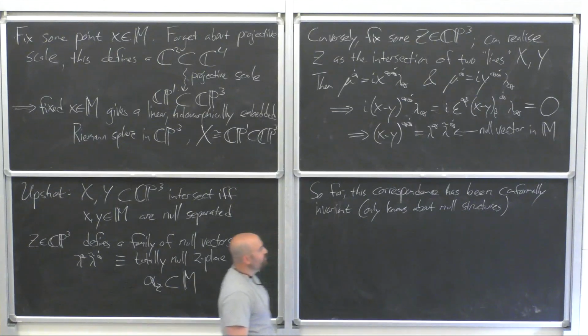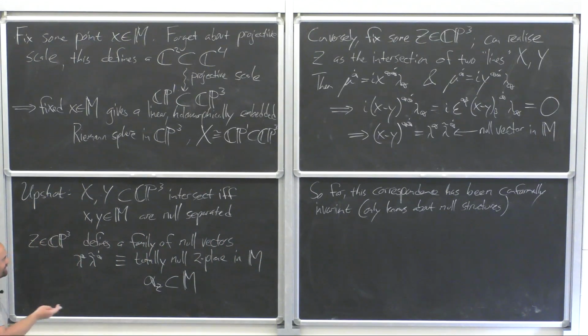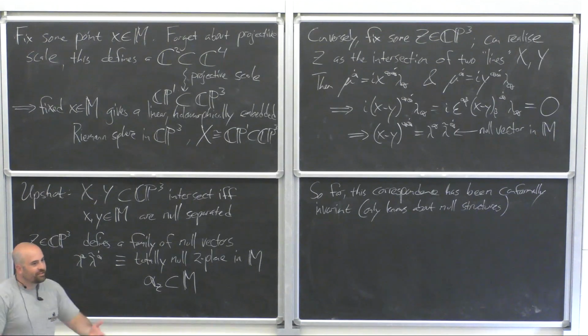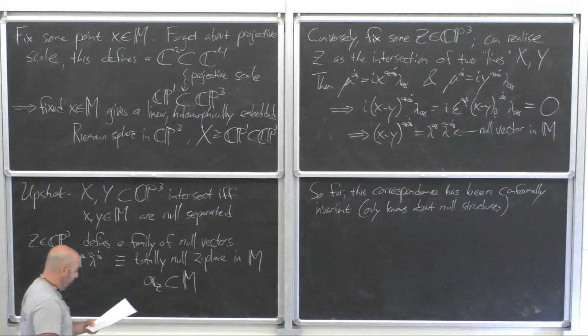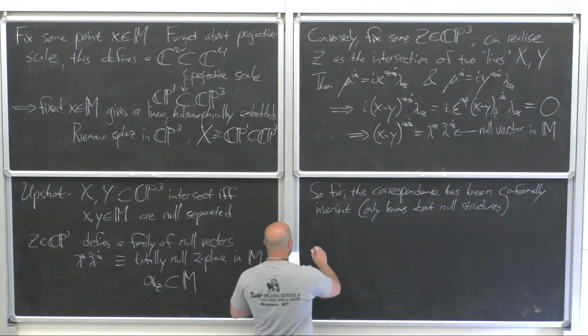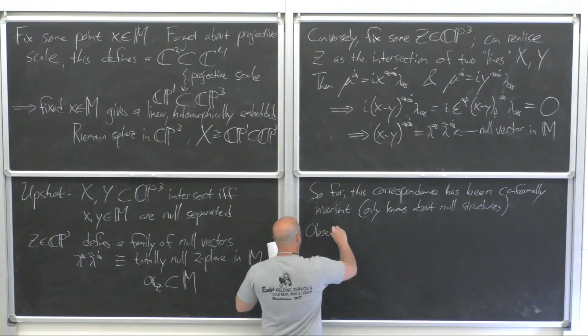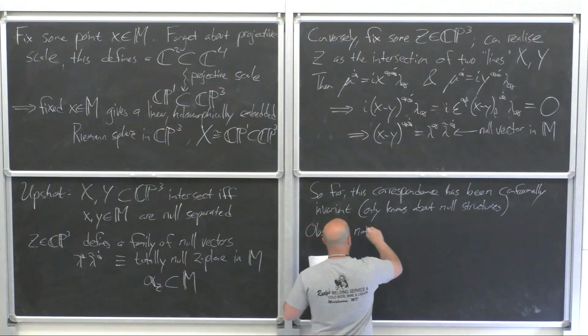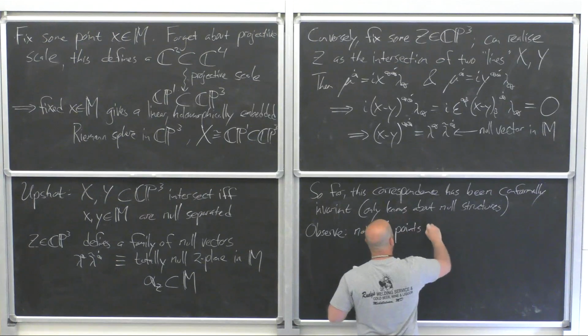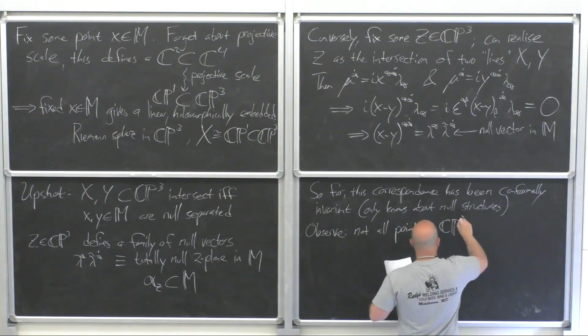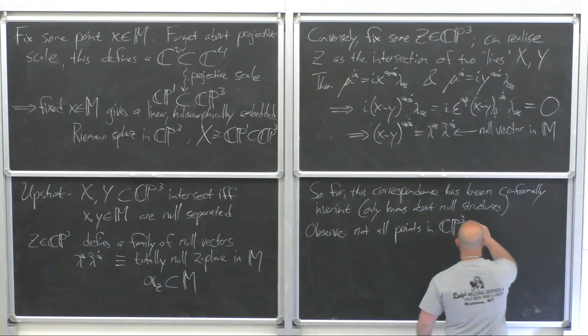Okay. So if we really want to say that this is happening for complexified Minkowski space and not any complexified conformally flat metric, then we need to somehow know about the boundary conditions of Minkowski space. But to do that, we can observe that not all points in CP3 play nicely with this construction.